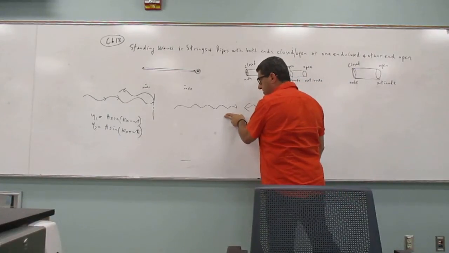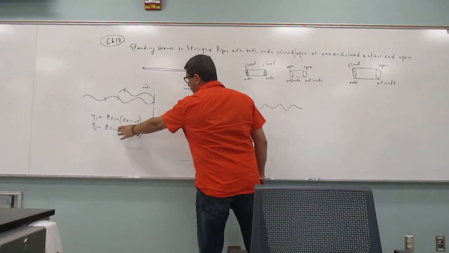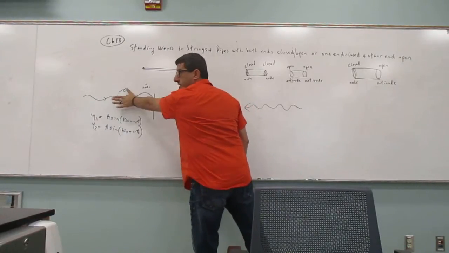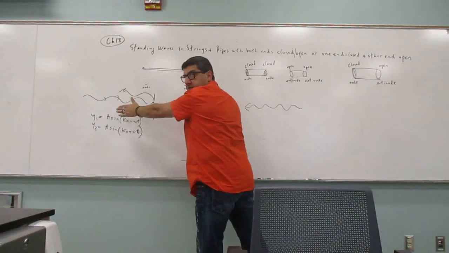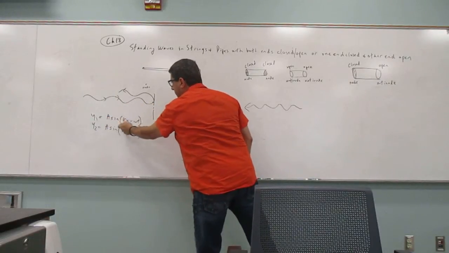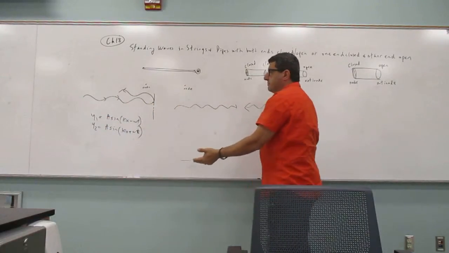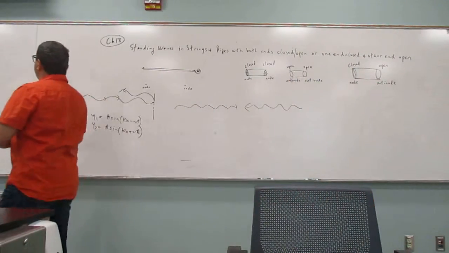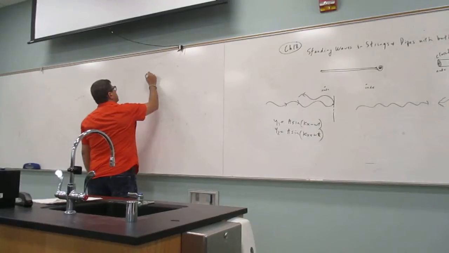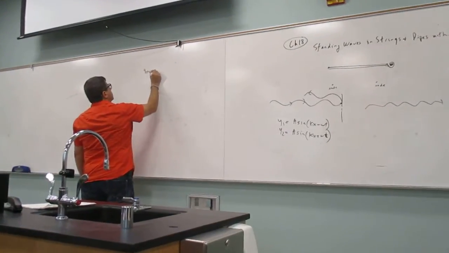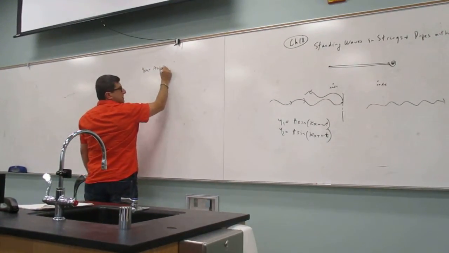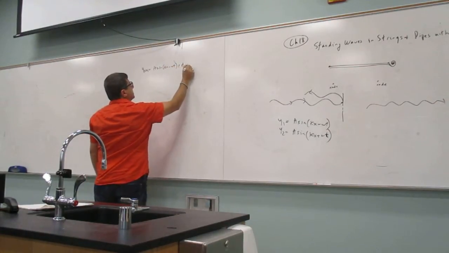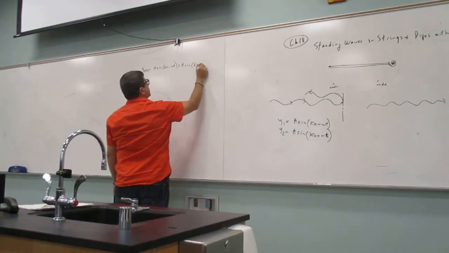If their amplitude is the same, which they will be, because we're assuming all the energy is reflected back, their amplitude will be the same. And of course, their k and omega will be the same. So the only thing that's changing is their direction. So then we add those two waves. Y total is A sine of kx minus omega t plus A sine of kx plus omega t.